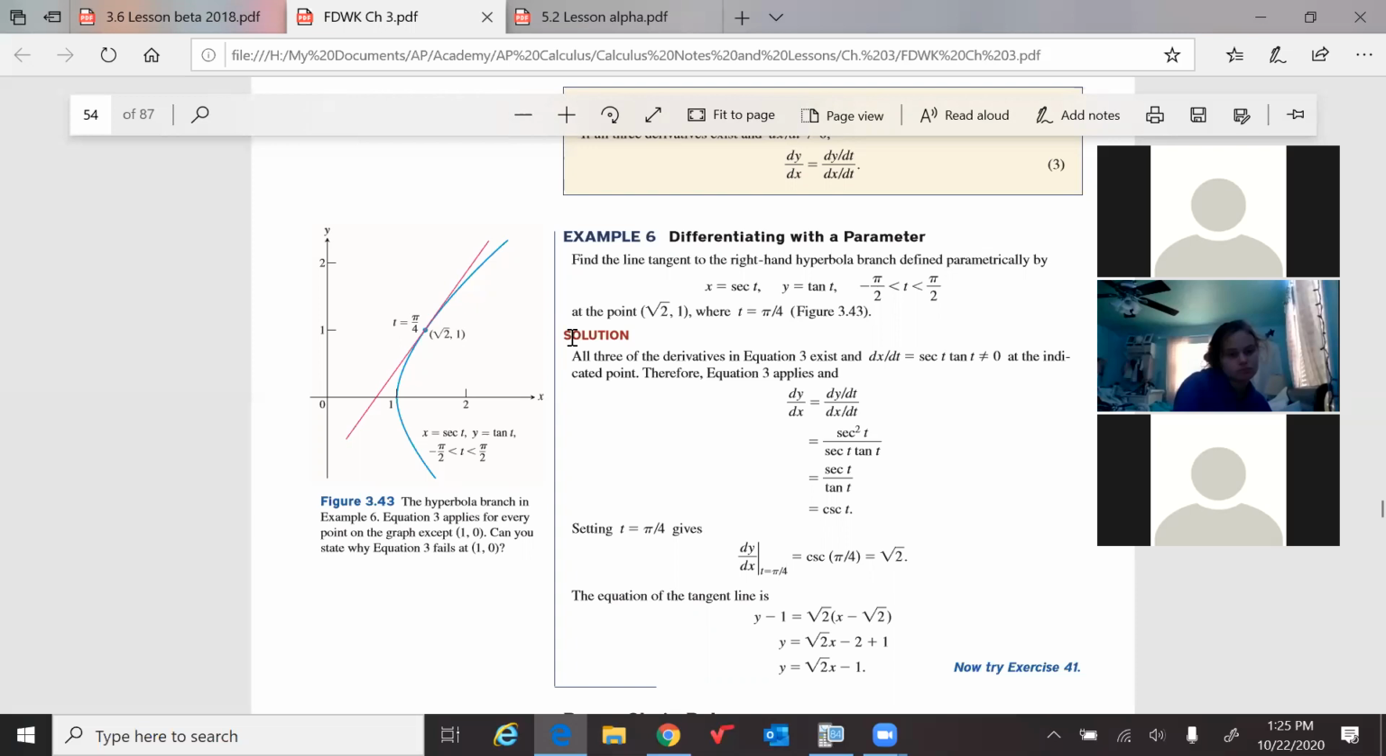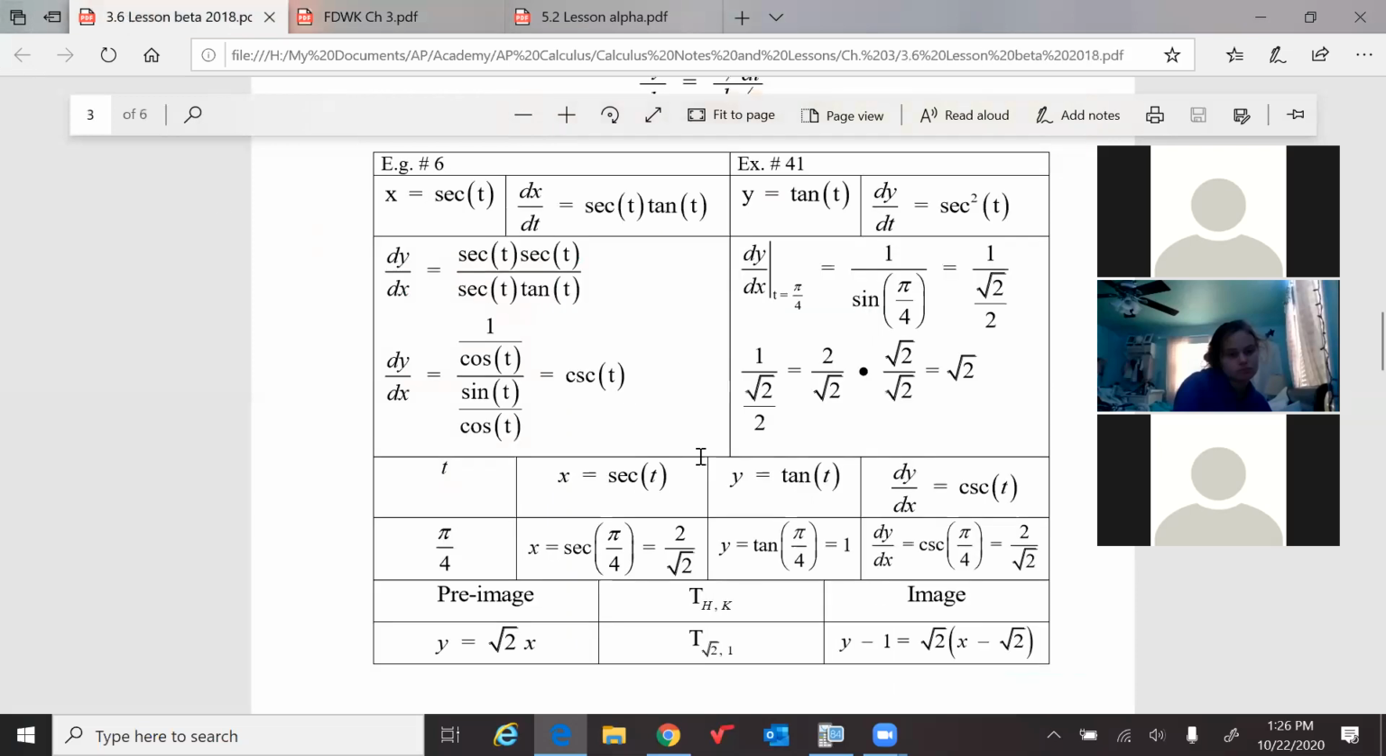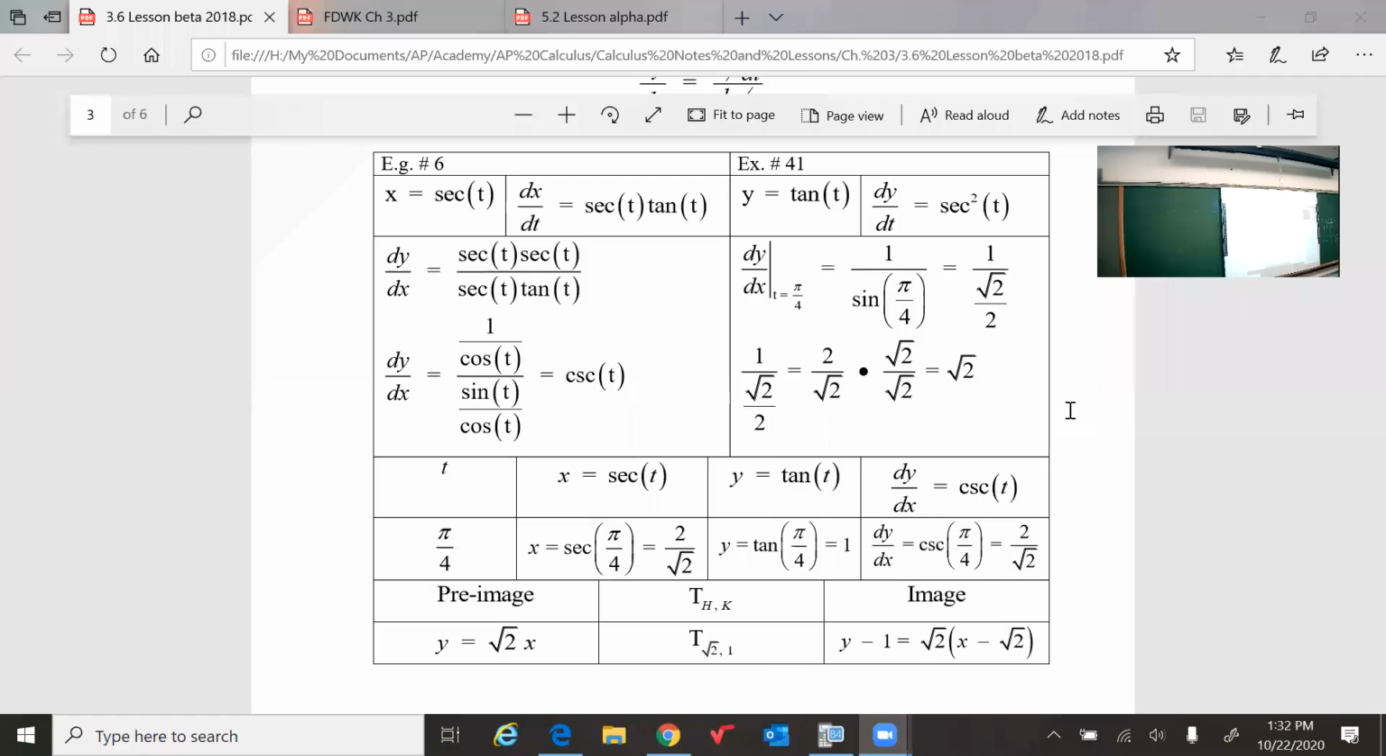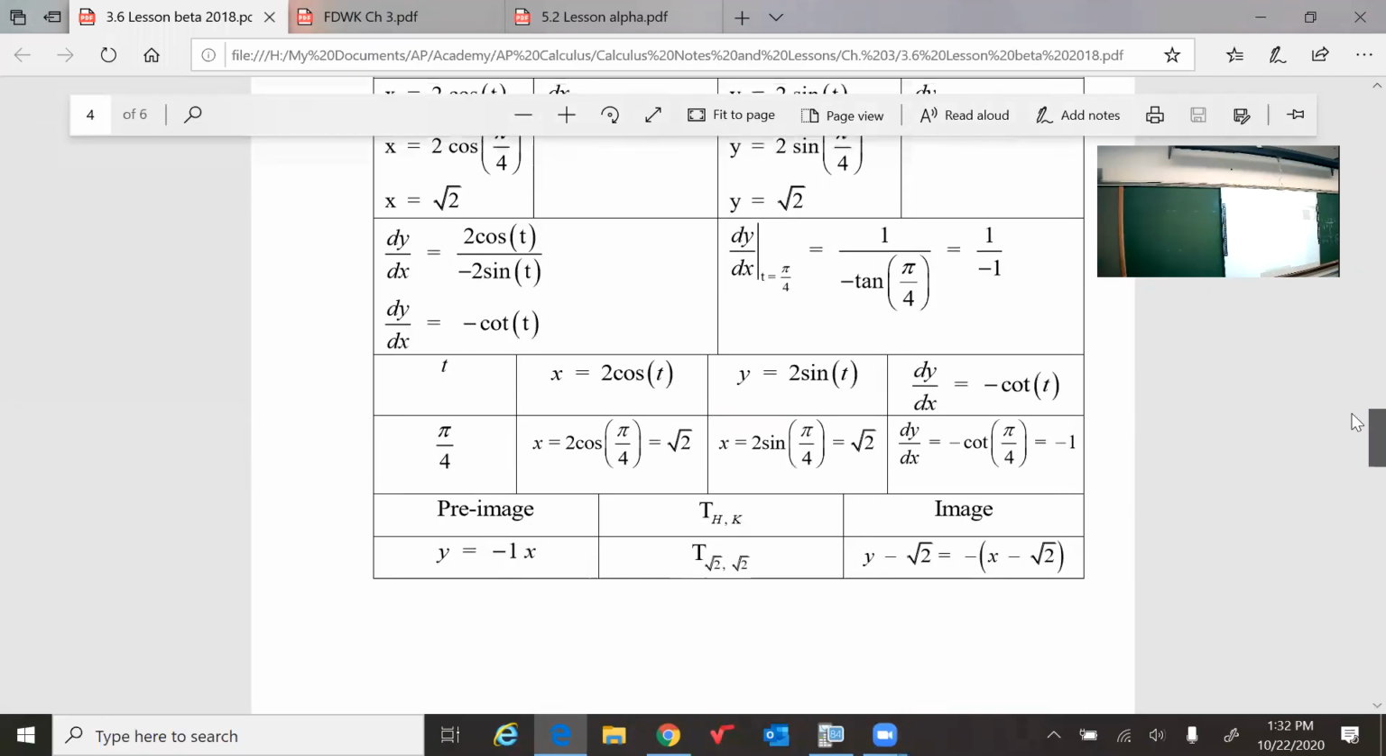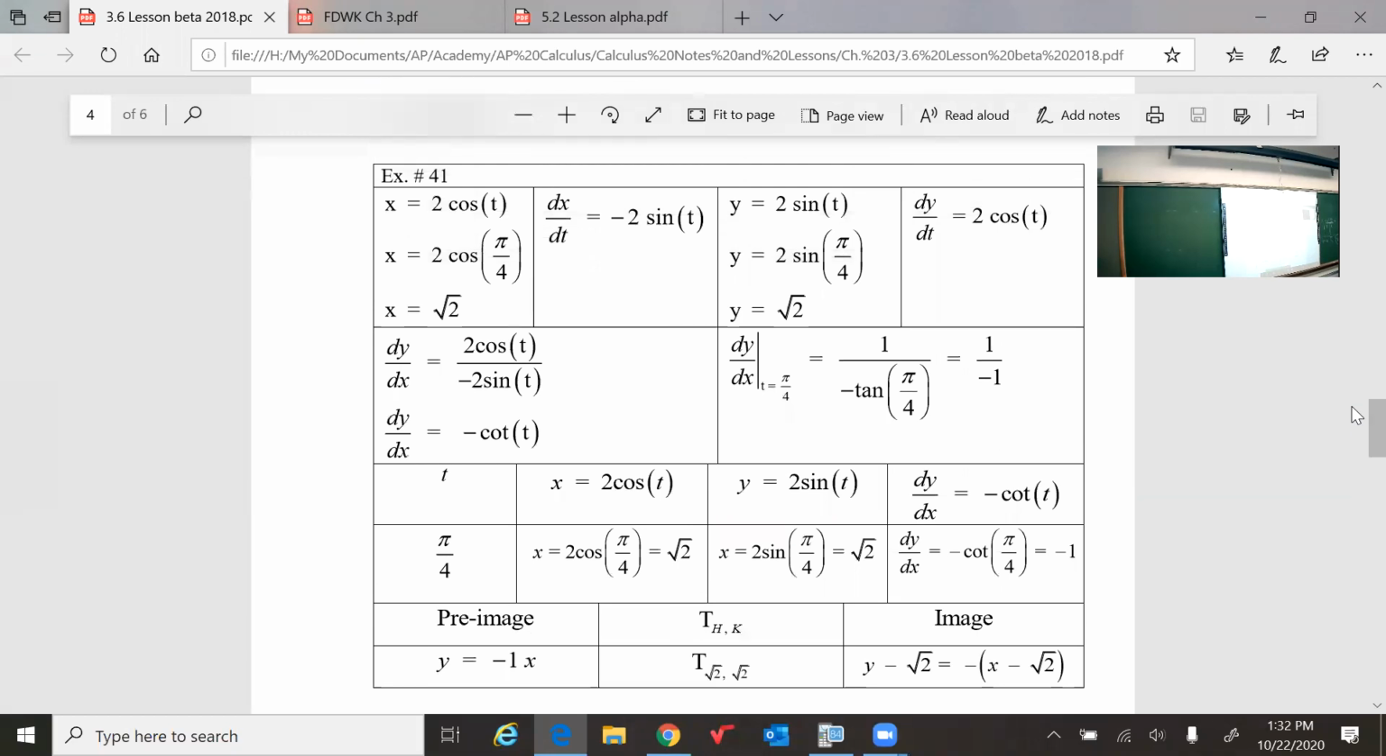So leave this up here, and you're going to problem number 41, please. Okay, so 41. X is 2 cosine t. The derivative of that would be negative 2 sine t. Somebody asked about this.